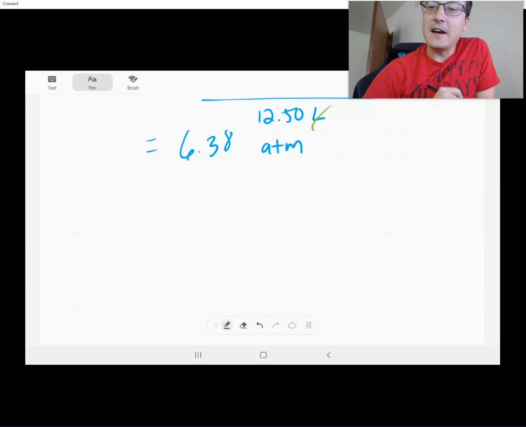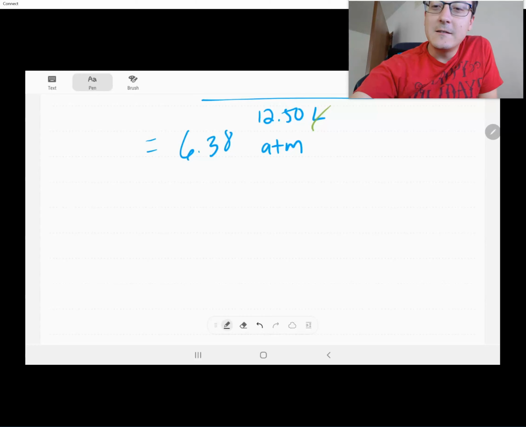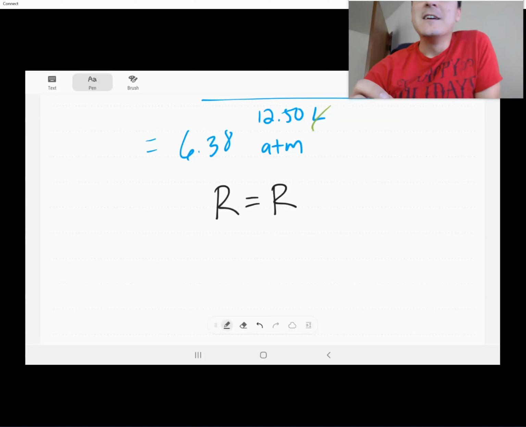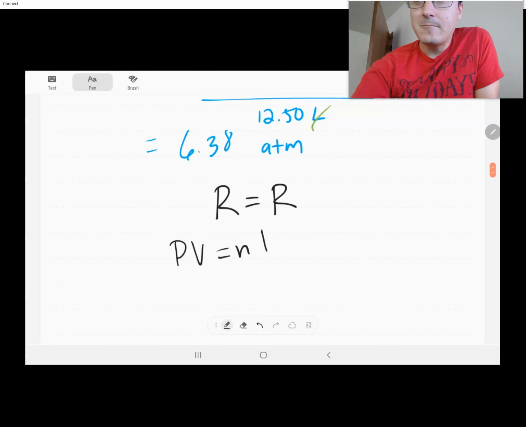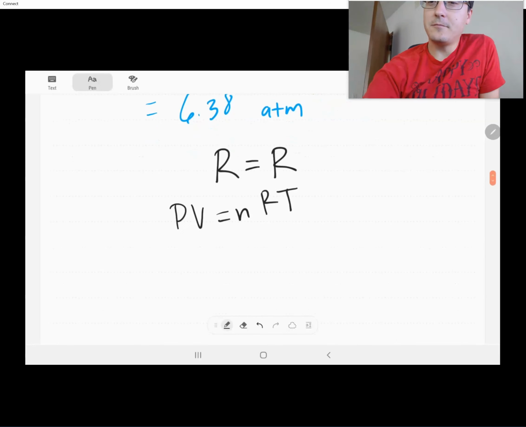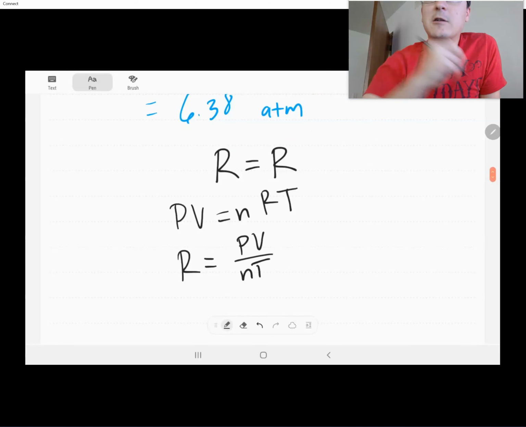I have a fun fact for you guys. What if I were to tell you that R equals R? Would you believe me? Yeah, you never would, but it's true. Believe me. R is the same thing as R. Right. So, if we take our equation here, we can go ahead and solve this for R. We can see that R equals PV over nT, right?